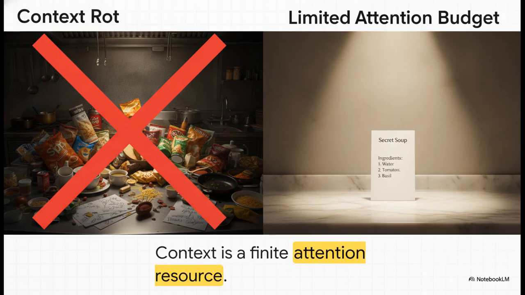If you stuff your prompt with a bunch of irrelevant information, the AI's ability to recall the stuff that actually matters degrades. So the goal of context engineering is to find the smallest possible set of high signal information. You gotta keep the can clean.